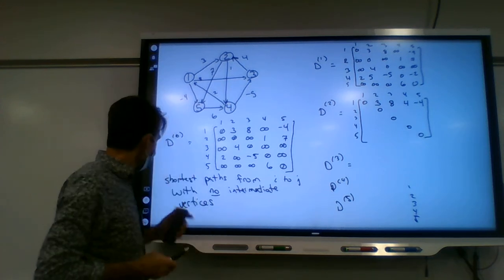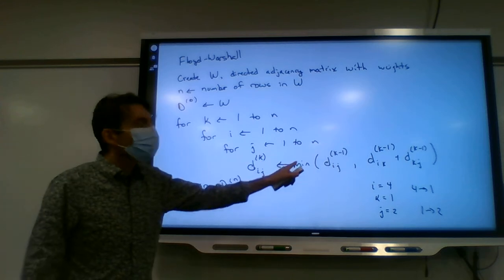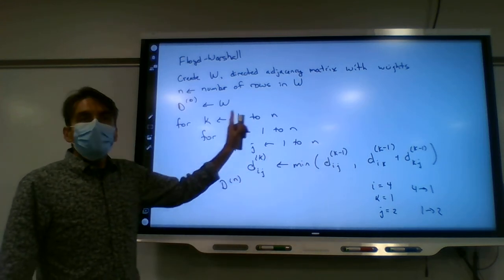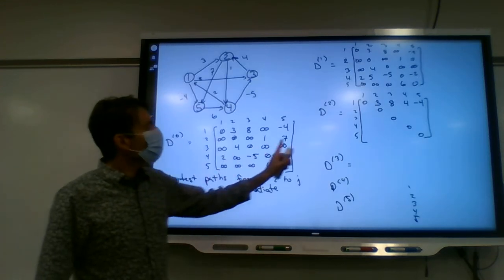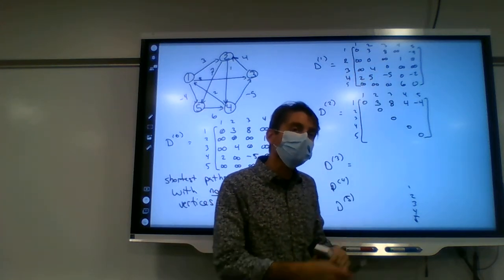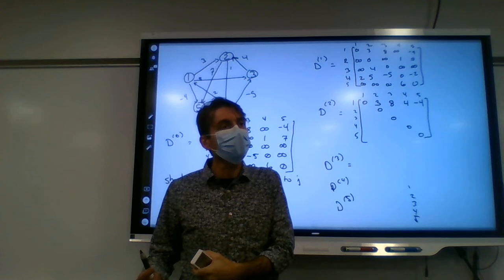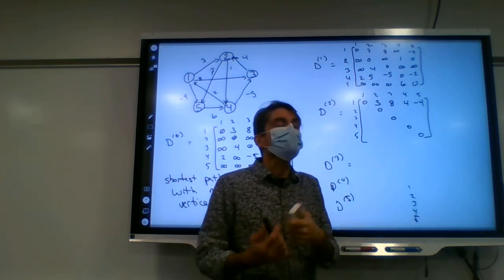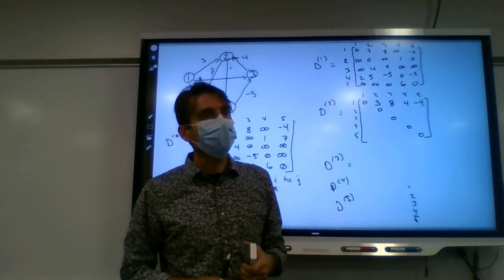So what does it come down to? It comes down to cycling through all of the pieces and looking at the previous table to see, okay, what happens if you add these two numbers together? Is that less than the entry that's already there? If so, I'm going to update this. If not, I'm going to keep the old value.